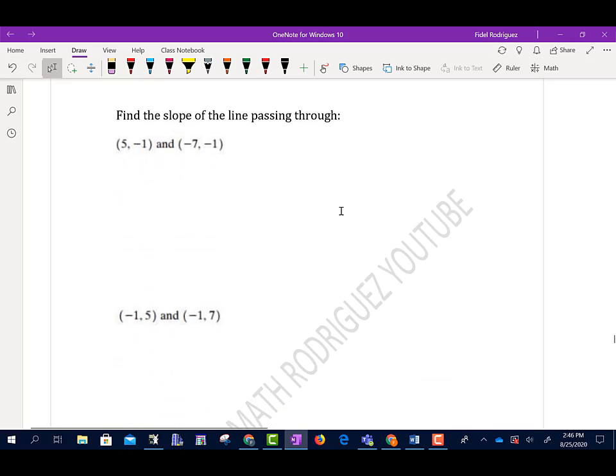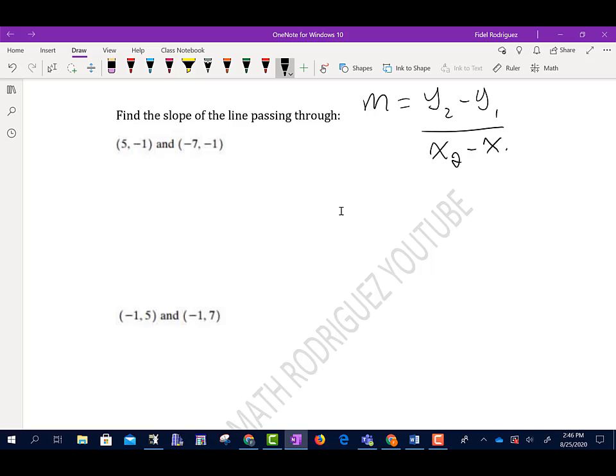So for these couple of problems, we just want to find the slope. We don't need to do any graphing. The reason I did the graphing is so that we'd have a visual. But for these, I'm just going to use my slope formula, okay? So my slope formula is right here: y2 minus y1 all over x2 minus x1, right? Remember, this is my x1 and y1, and that's my x2 and y2.